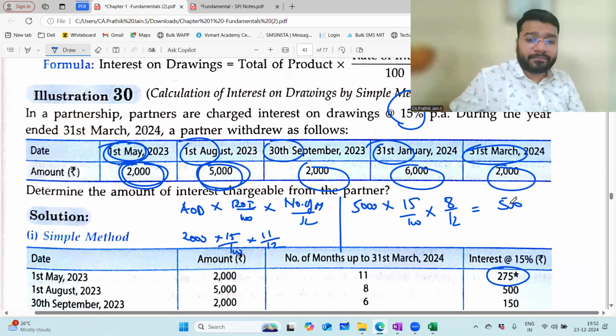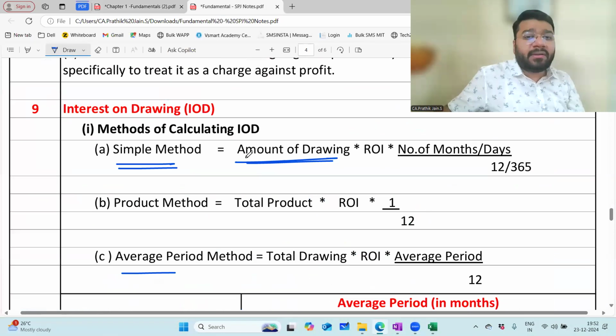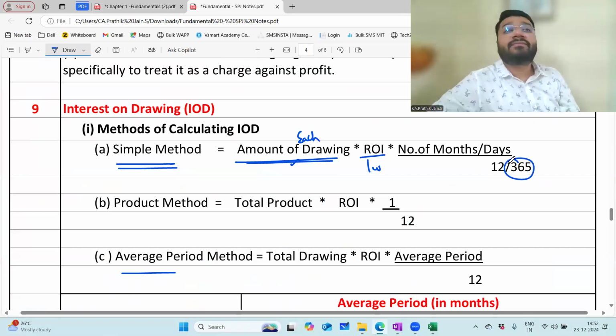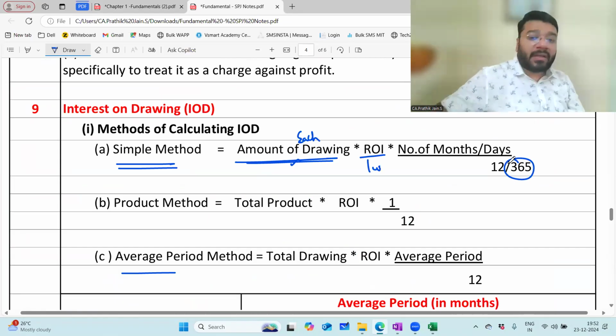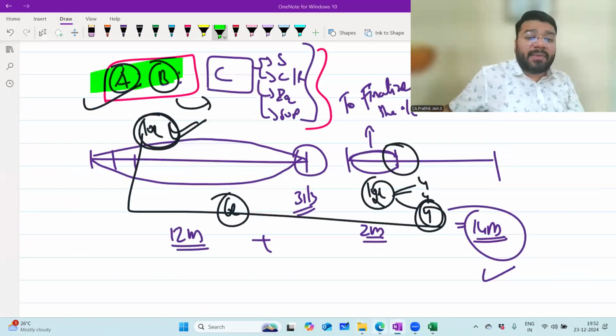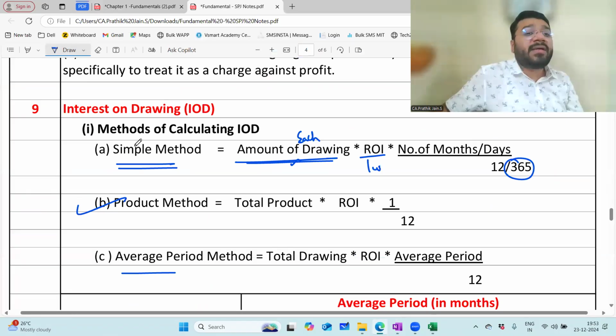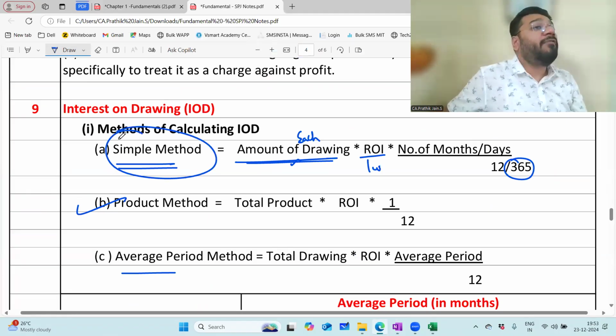Any problem? No, sir. What is the formula under simple method? Amount of each drawing into rate of interest by 100 into number of months divided by 12. If it is in days, number of days divided by 365. Now, the second method is the product method, which is a better version of simple method. Simple method is a bit time consuming.